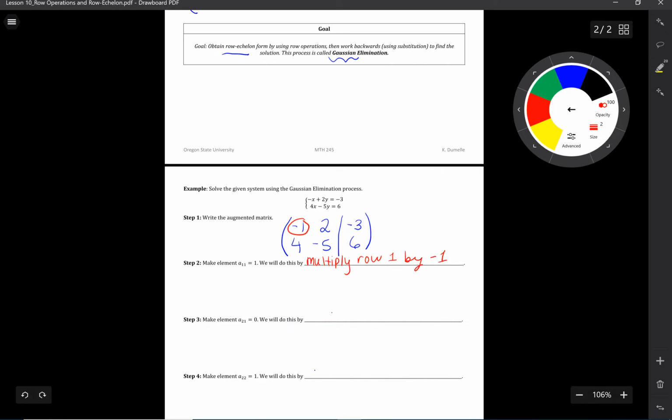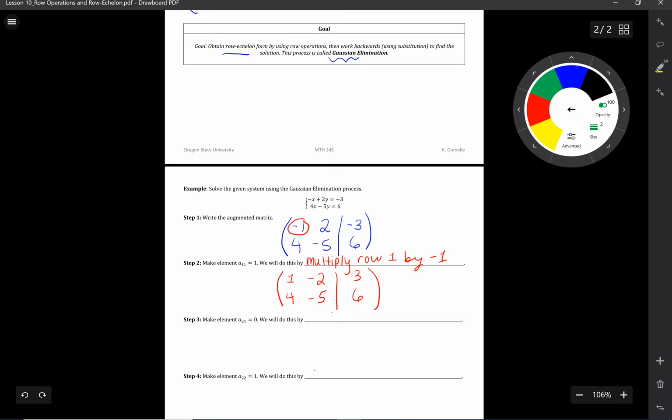And doing this will make our first entry positive 1. Of course, it will also change the other entries in that row, but that's all right. So if I multiply row 1 by negative 1, I get 1, negative 2, 3, and then my other row stays the same, 4, negative 5, 6.